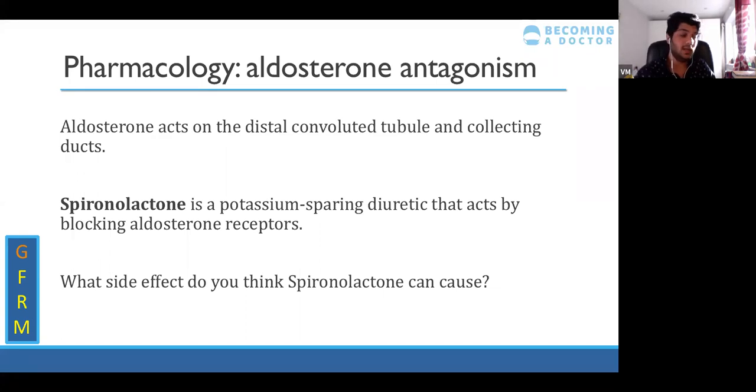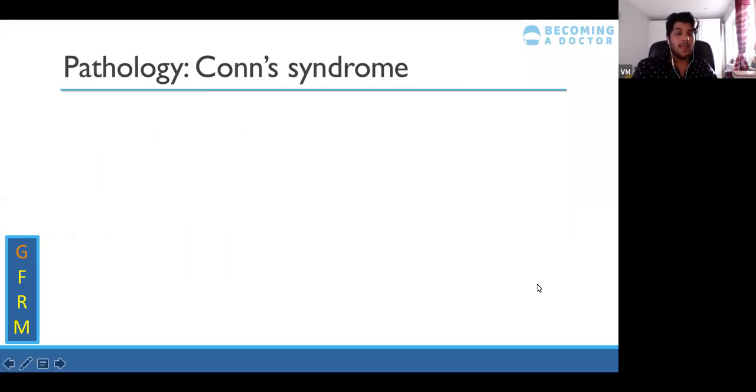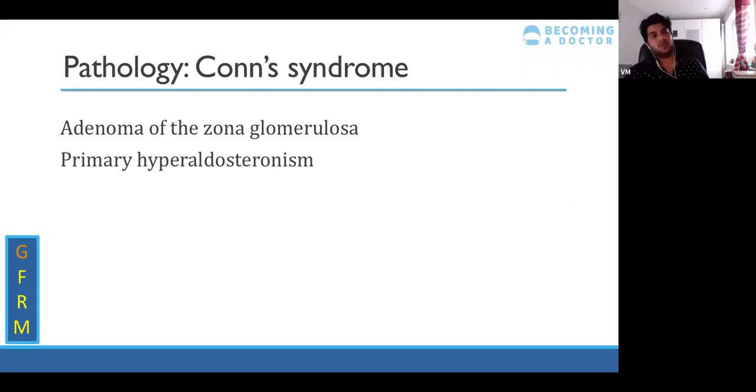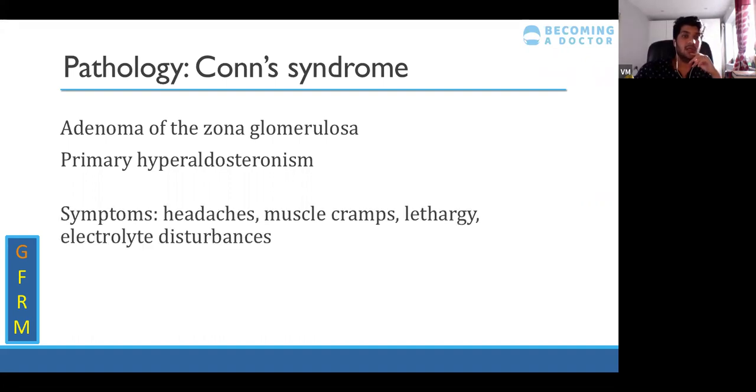Yeah, so it can cause arrhythmias. That's mainly what you say. And then a bit of pathology. There is a condition called Conn's syndrome, and it's essentially a tumor of this outermost layer of the adrenal cortex called the Zona Glomerulosa. And what you get is that you get a lot of aldosterone. You get way too much aldosterone than you need.